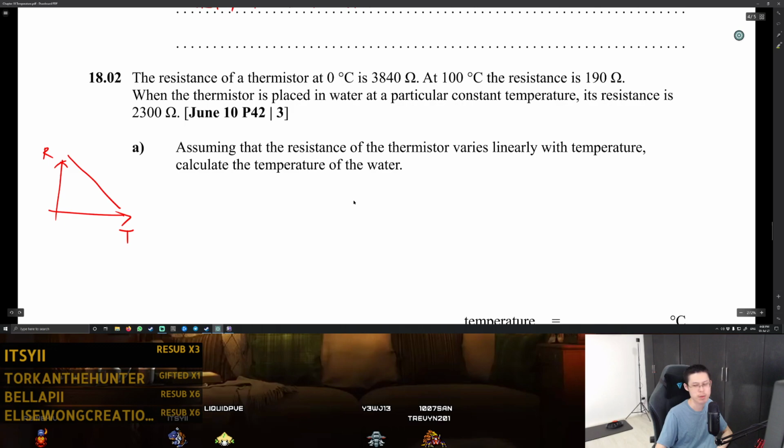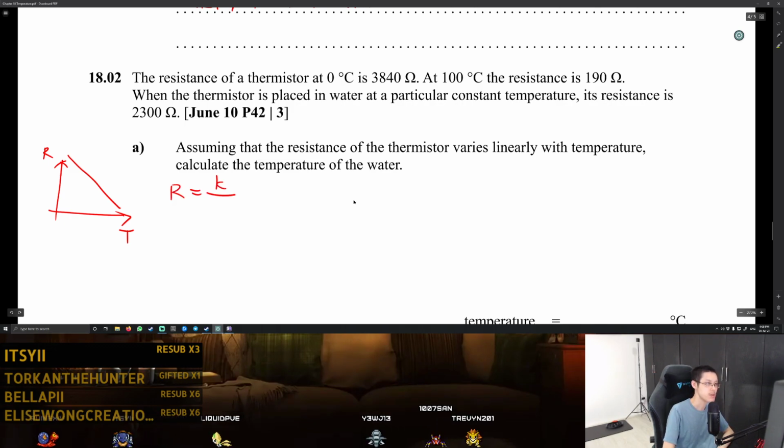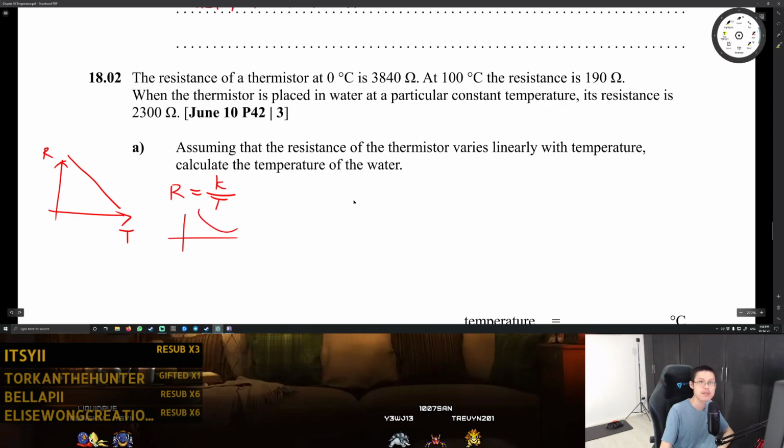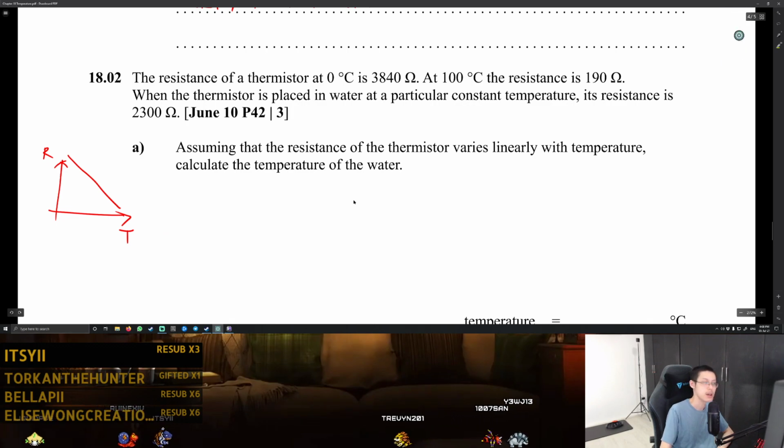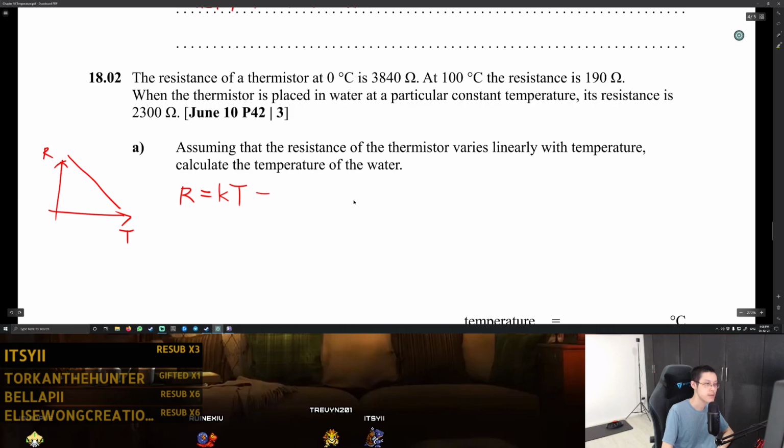Oh, wait, sorry, what am I doing? No. So just now I wrote R = K/T, but this actually means the graph would look like this. So it's not linear actually. So we're assuming it's linear, which means it has to be R = some number times T plus C, right? Because it looks like a straight line.